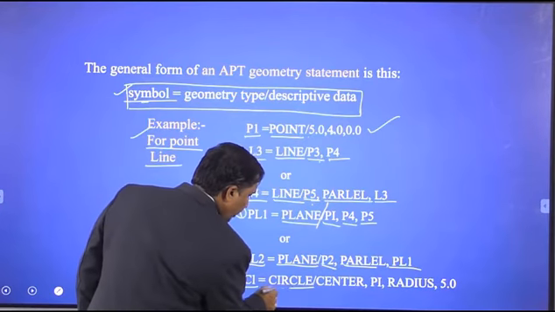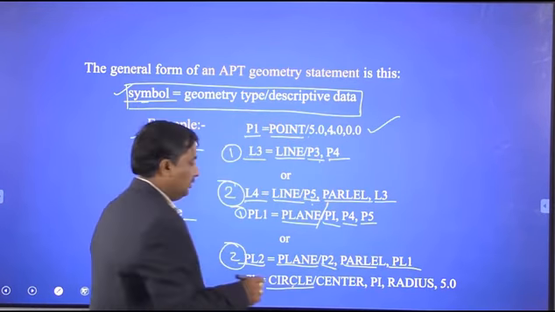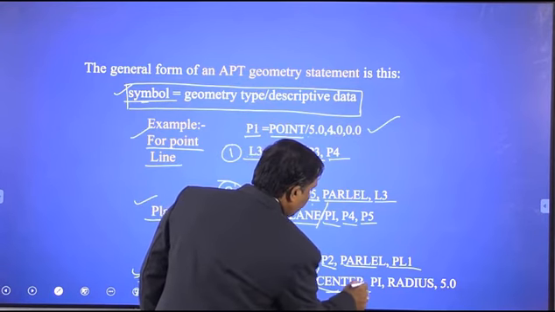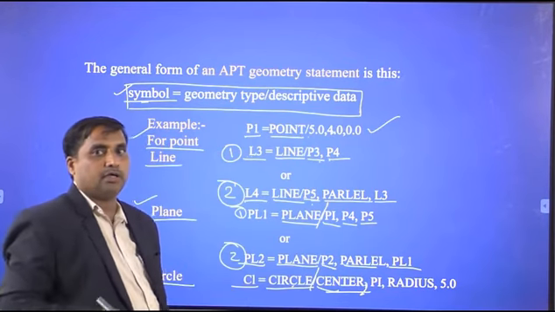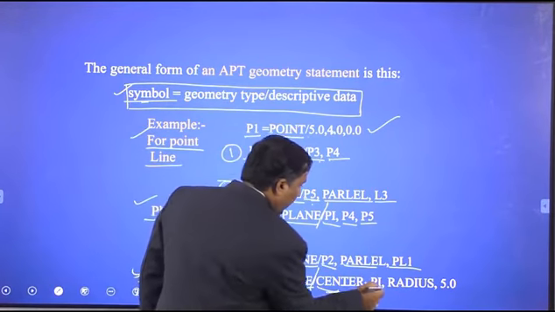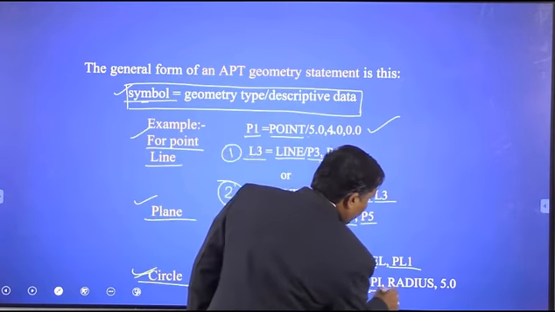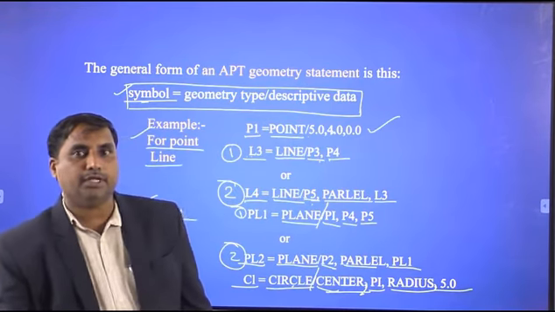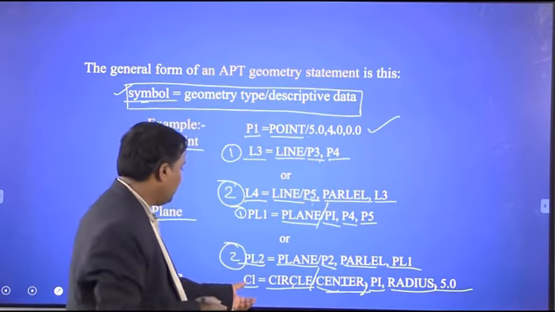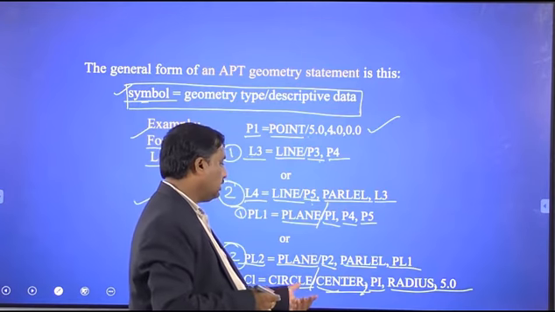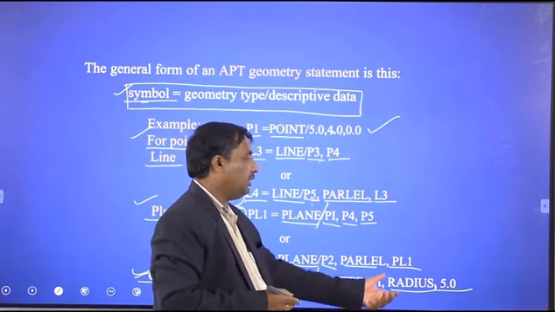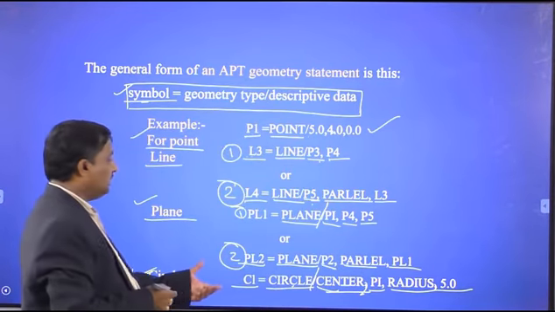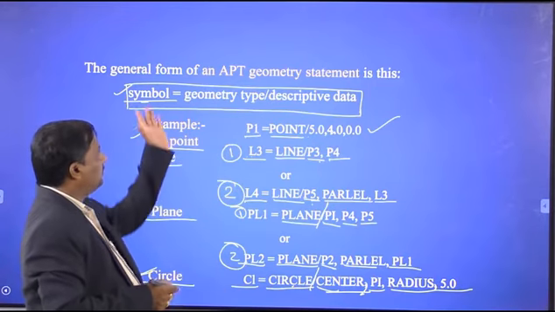Next, circle is the geometric type. This is the APT language. Next one, slash, again center. If you write center, comma, immediately we have to specify the center point. That is P1. Here I have taken P1, comma, radius, comma, what is the radius? Here I have given radius 5. You can give any other radius. So the circle definition: C1 equal to circle slash center P1 radius 5.5. That's it. This is about defining a circle by using this form.